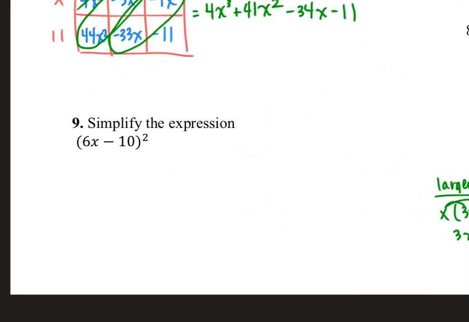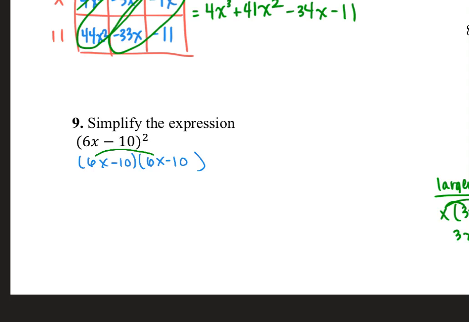All right, number 9, simplify the expression. So this one, remember, we do not distribute the exponent. What we need to do is we need to expand this. So it's 6x minus 10 times 6x minus 10. And then we can go ahead and just multiply either using the box or distributive property.